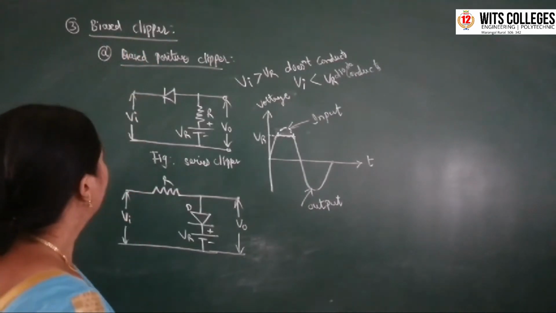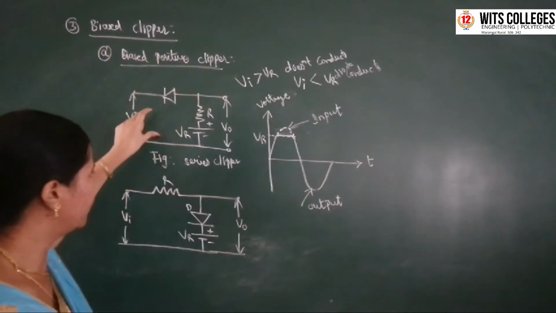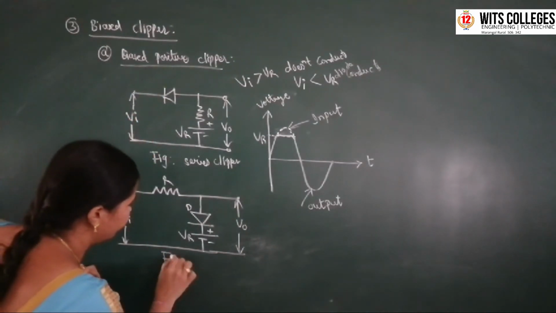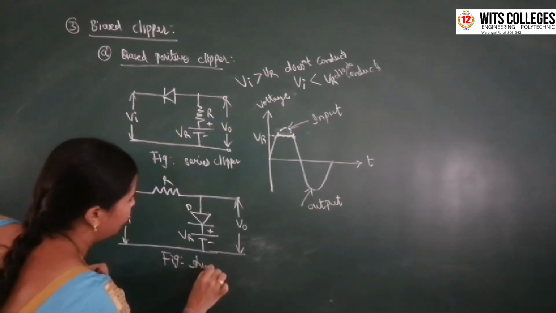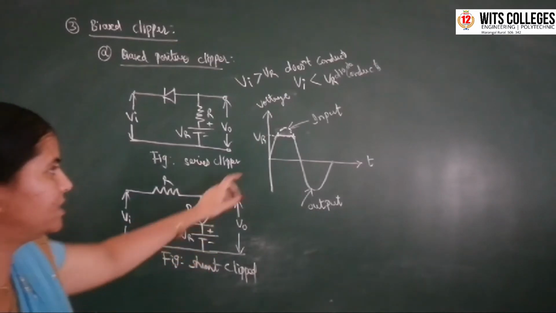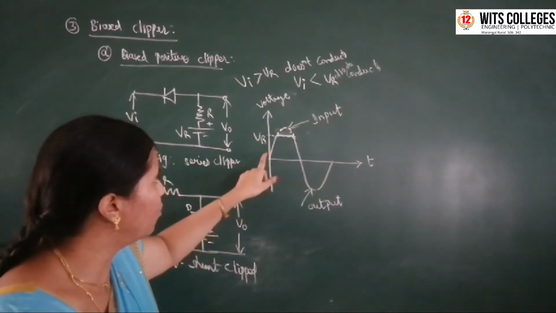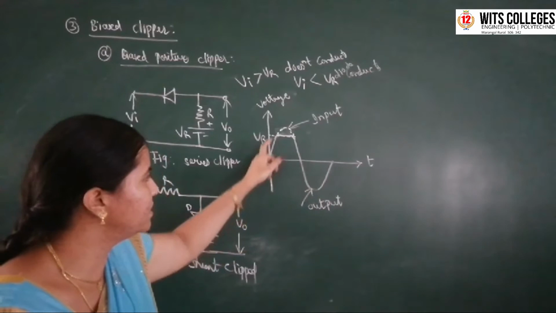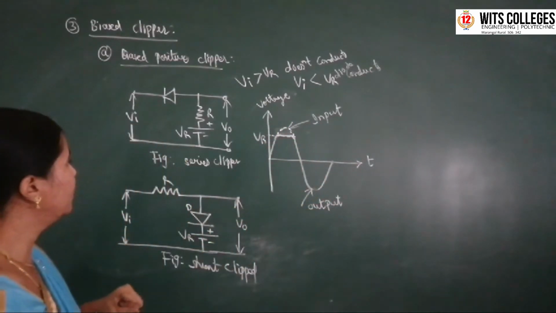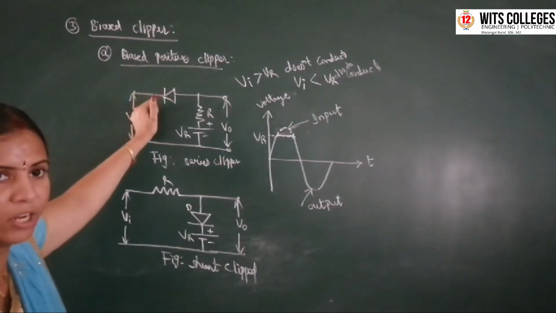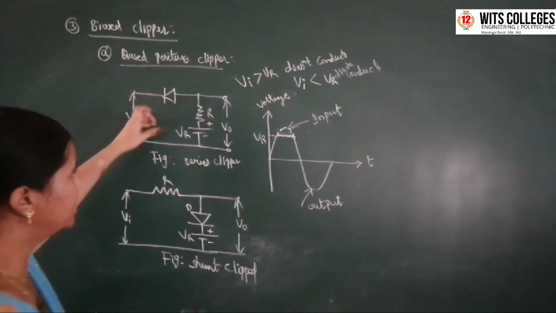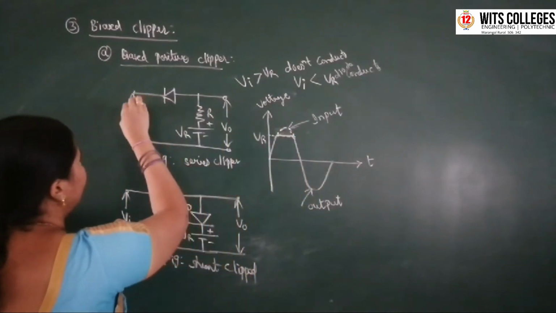So coming to the biased positive clipper, this is the circuit diagram for the series biased positive clipper, and this is the circuit diagram for the shunt biased positive clipper. This is the input waveform and this is the output waveform. Coming to the series biased positive clipper, this is the input signal we are giving at the input.